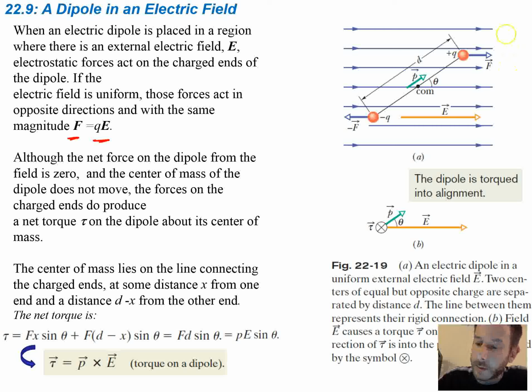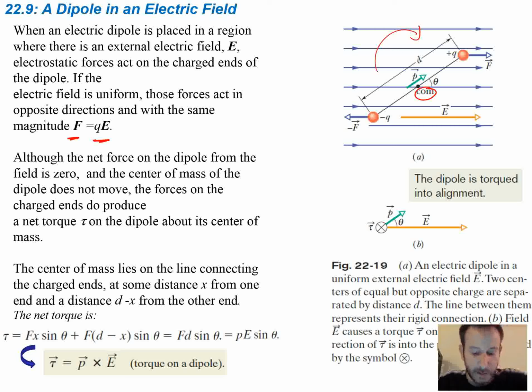So if you look in our chart over here, in our image, we have that the positive charge is going to go along with the electric field, the negative charge is going to go against the electric field. So although the net force on the dipole from the field is 0, the center of mass of the dipole does not move. So this is our center of mass right here. That's going to stay the same. The forces on the charged ends do produce a net torque on the dipole about its center. So it's sort of rotating around. It's going to kind of rotate in this direction, in this case in the clockwise direction.